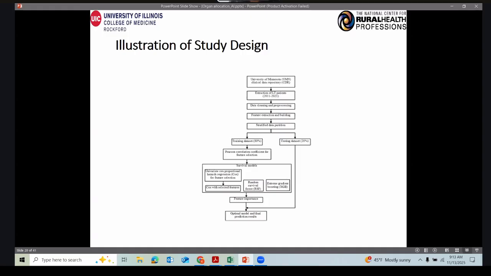We also derive time-dependent features, for example, how these lab values change over time leading up to transplantation. Once the feature set was ready, we did stratified data partitioning, 80 to 20% for training and testing. Then after splitting the data, we implemented 3 machine learning models: the Cox proportional hazard model, random survival forest, and XGBoost model. This is our overall study design.